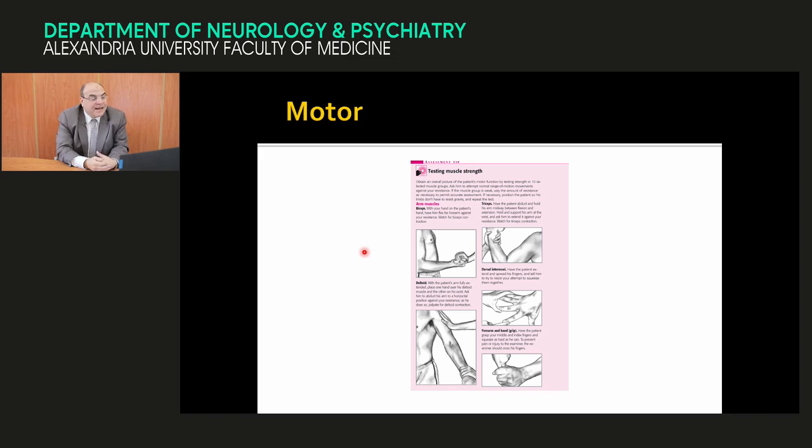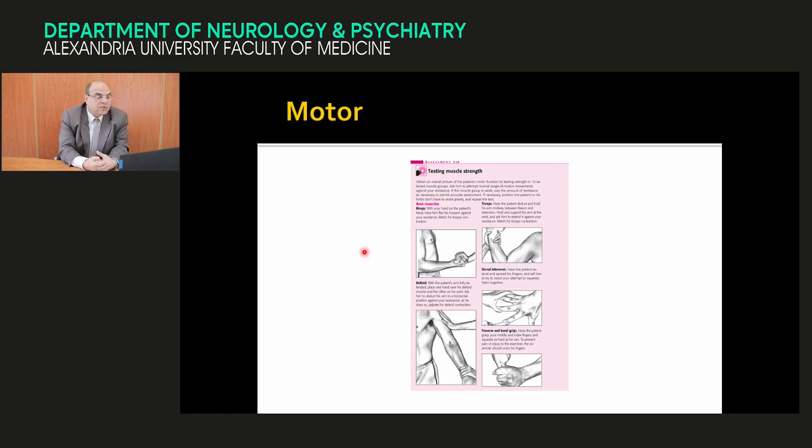So the onset may be acute, subacute, or gradual according to the cause. In case of Guillain-Barré, it is acute. In case of uremic, toxic, or hereditary neuropathy, it is gradual and progressive. This involves the peripheral nerve, which has both motor function and sensory function.